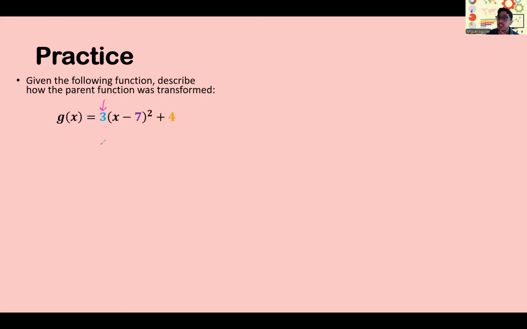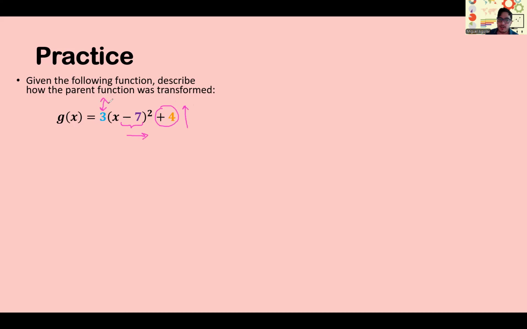It stretches. It's going to stretch it by a factor of 3. What does the minus 7 do to my parent function? It goes to the right by 7 units. And then what does the plus 4 on the outside of all of that do to my graph? Up 4. Okay.